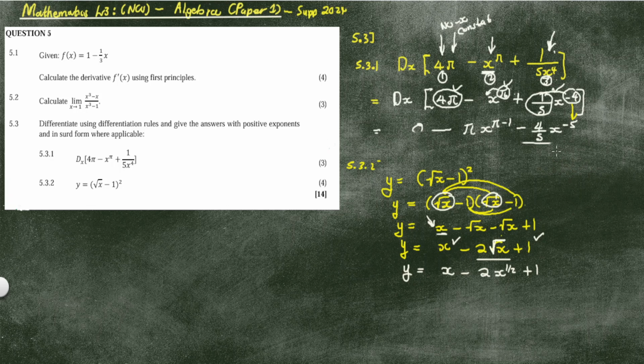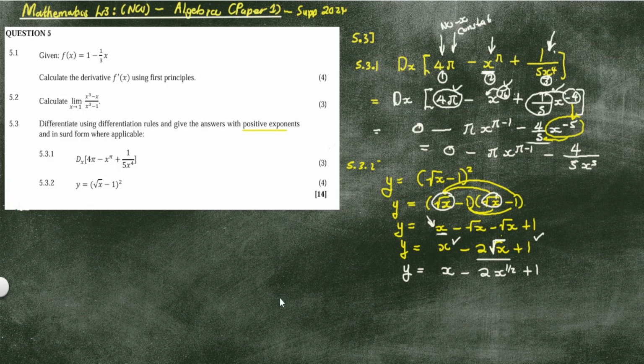I just remembered something. Actually, this answer is not completed. Let's fix it up. It equals 0 minus π x^(π minus 1) minus 4 over 5x raised to exponent 5, because in the question they asked us to leave answers with positive exponents. So hence I'm leaving my final answer with a positive exponent. Since the x is a negative exponent, I'm going to take it and make it part of the denominator and make the exponent positive.